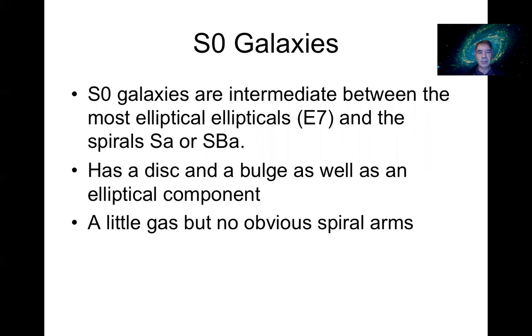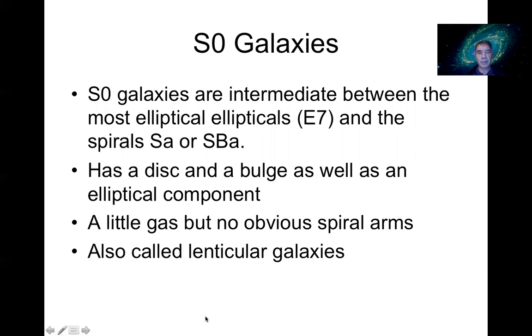They're not going to have much gas or dust in them, and certainly they won't have any obvious spiral arm structure, but there will be some kind of disk-like structure. And they've got another name. They're also referred to as lenticular, which comes from the word for lentil. So they're shaped a bit like a lentil in many cases. So again, that's quite elongated. Not as flattened as the disk of a spiral galaxy, but they can be quite elliptical.